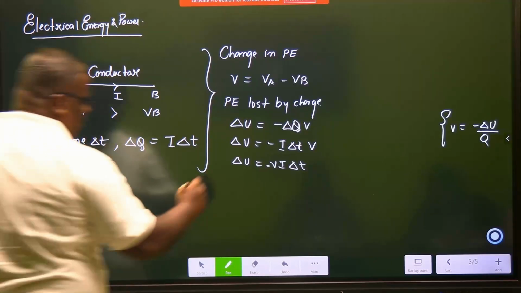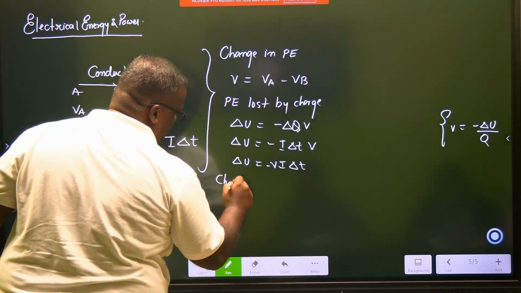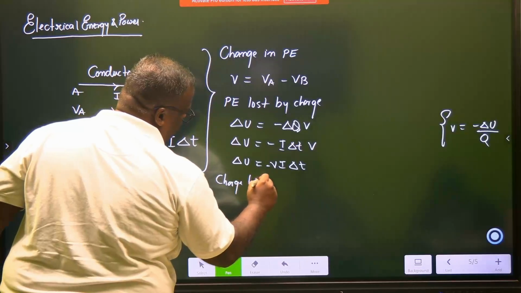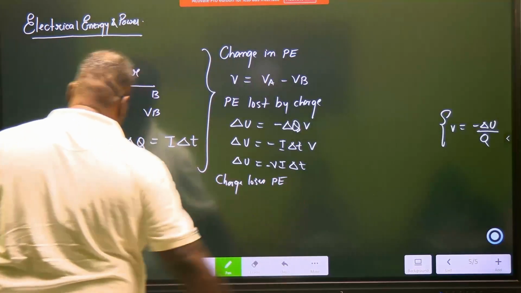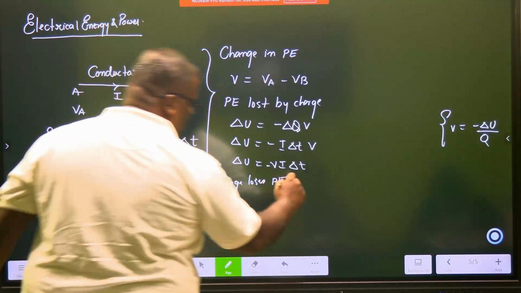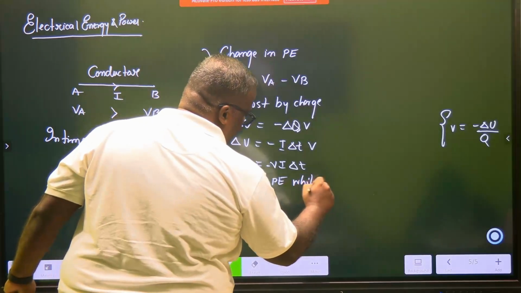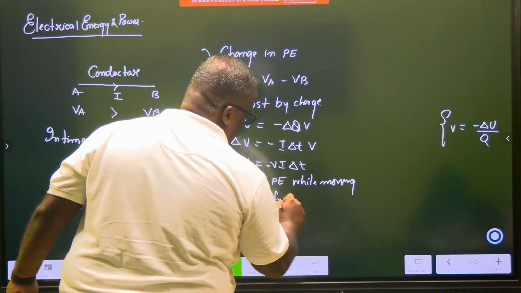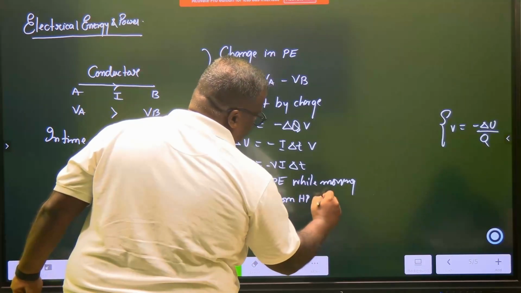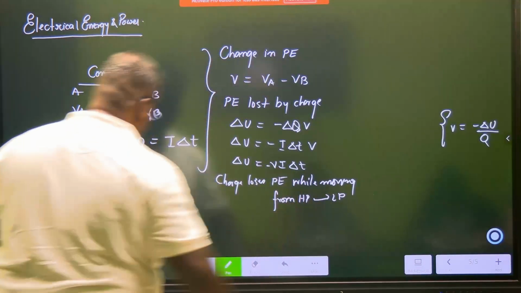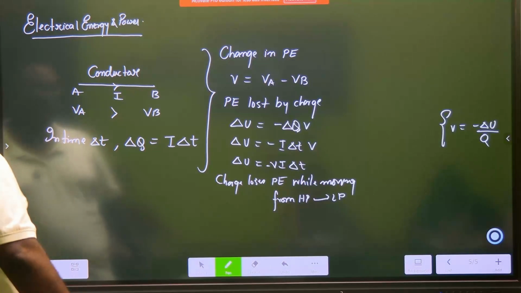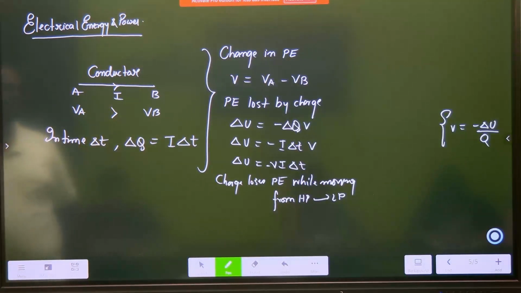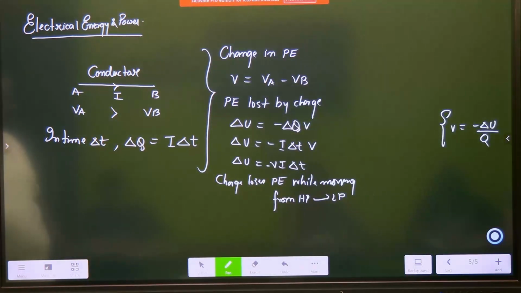So this means charge loses potential energy while moving from higher potential to lower potential. That's why it is negative. Anything difficult here? Clear? Okay.